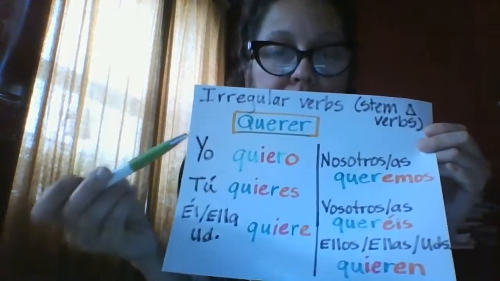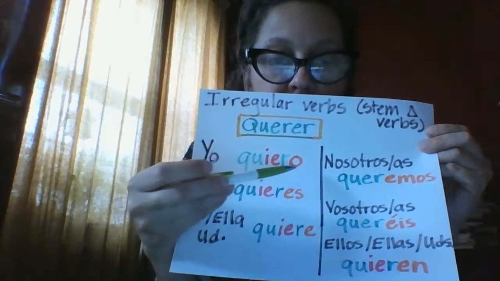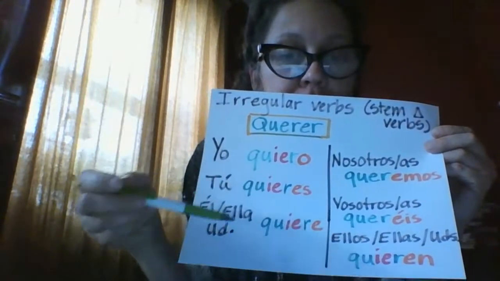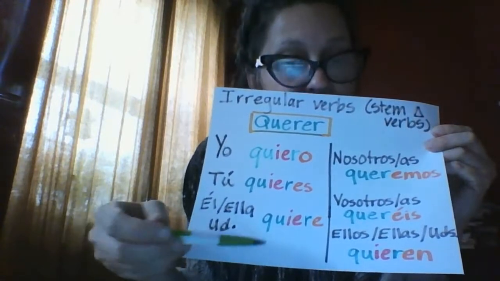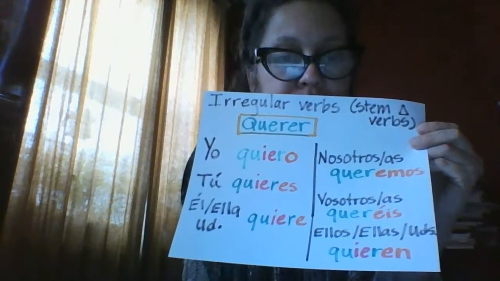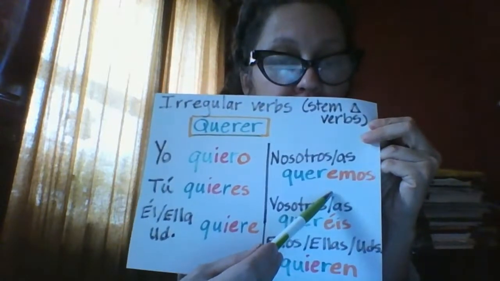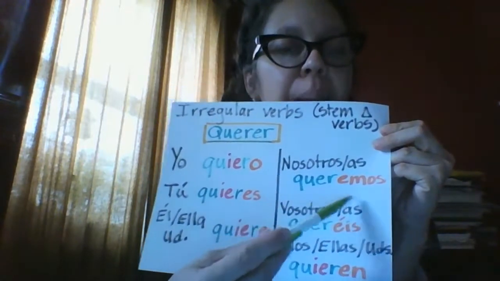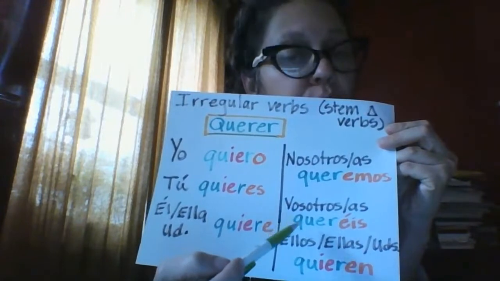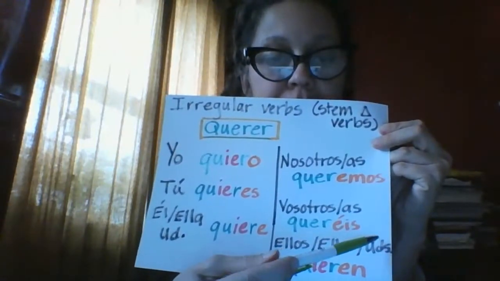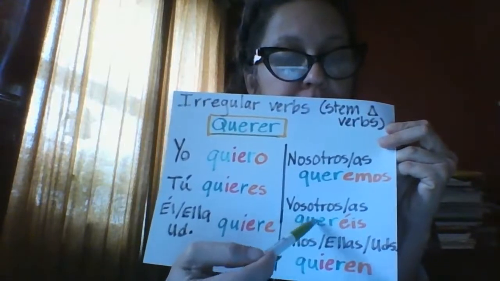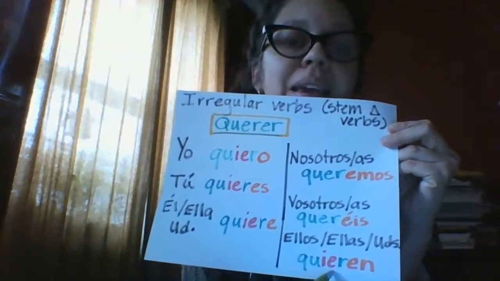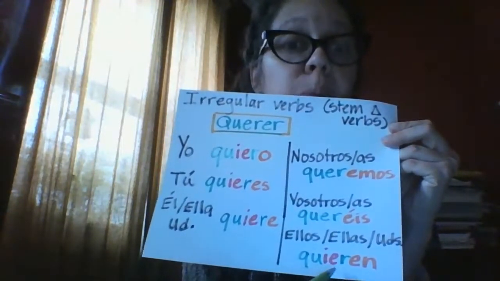So, quiero. Yo quiero, and then the ending like before. Tú quieres, and then él, ella, or usted quiere. See? Now, with nosotros, we don't see the change. Nosotros queremos, vosotros o vosotras queréis. No change in the E, you see? The E is going to stay. And then ellos, ellas, y ustedes quieren. And then I go back to the change.